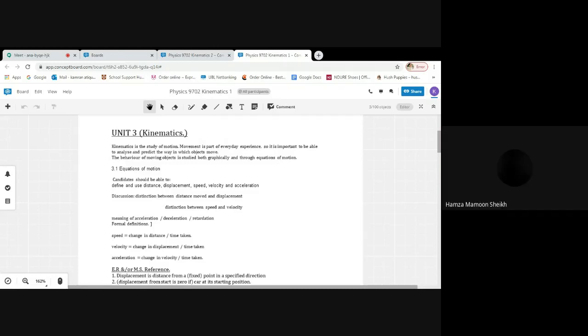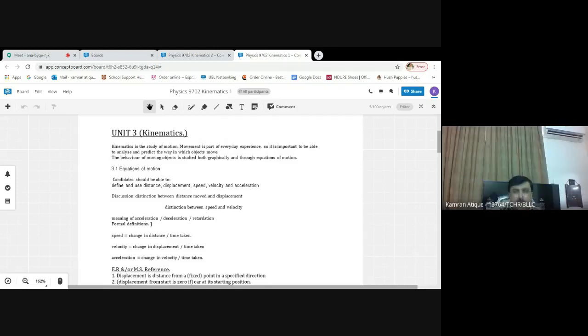So the distance will be the total ground covered between point A and point B. But displacement will be the straight direct distance in a straight line between points A and B. Well, distance is a scalar quantity and displacement is a vector quantity.